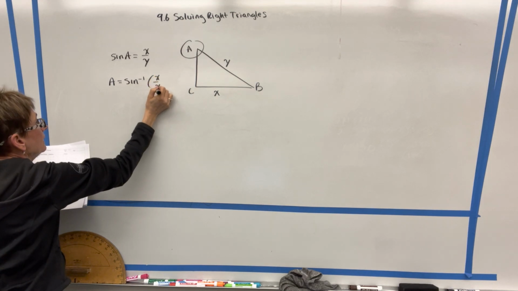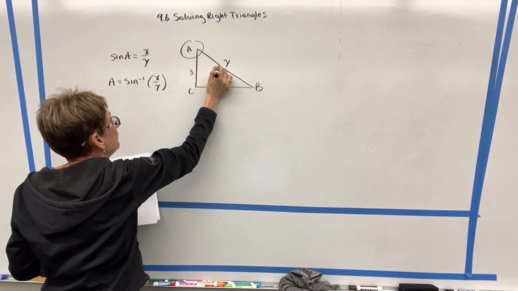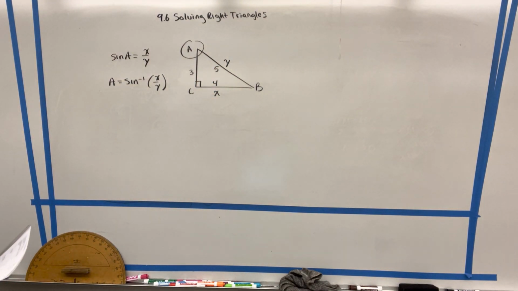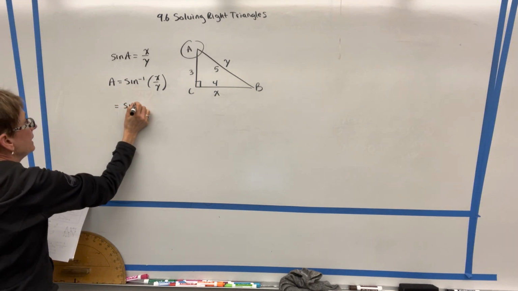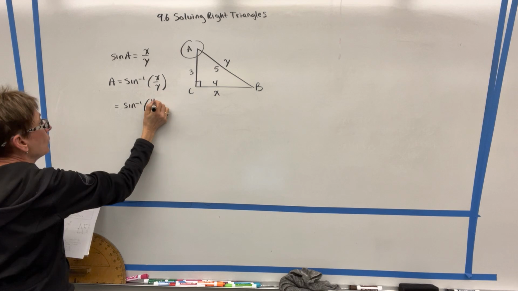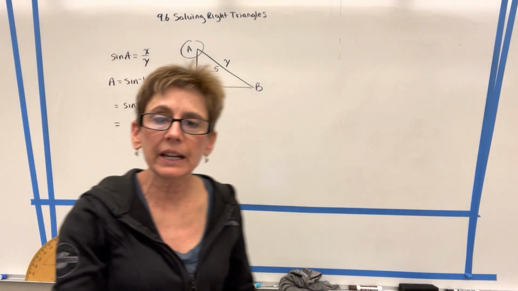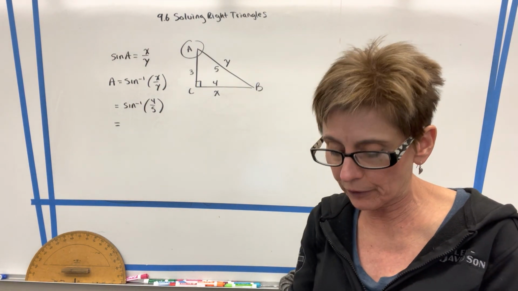So let's say, for example, that this is a 3, 4, 5 right triangle, and I know the sides, but I just don't know the angle. So I could plug in the values here. Sine inverse of, this would be 4 over 5. Basically what we're doing is we're asking your calculator to tell you what is the angle that has a sine of 4 over 5.